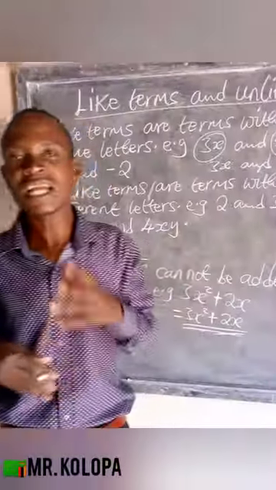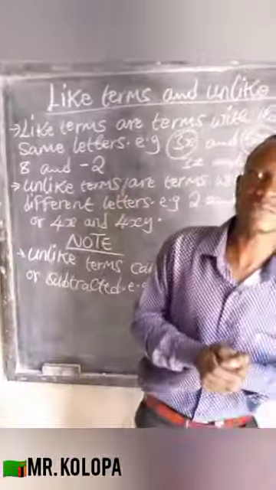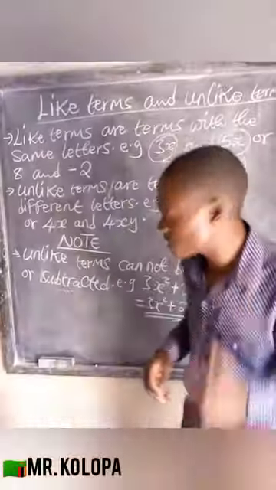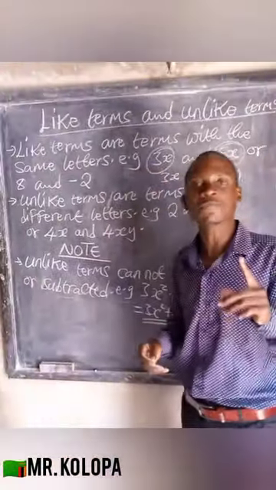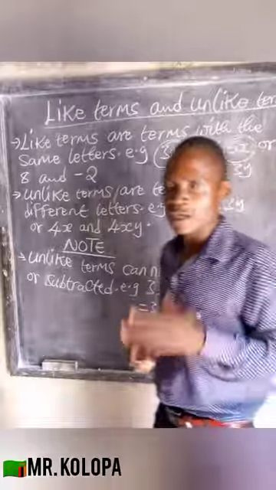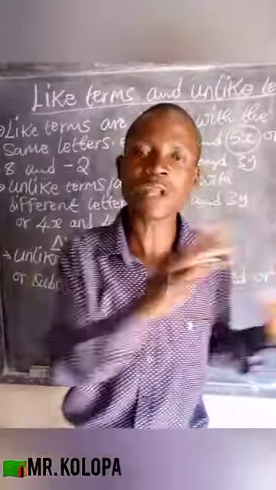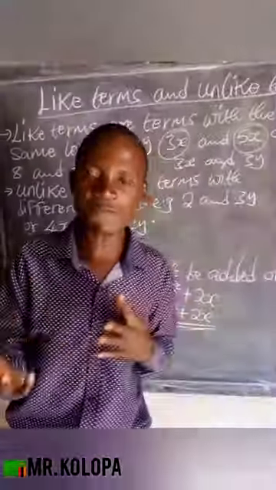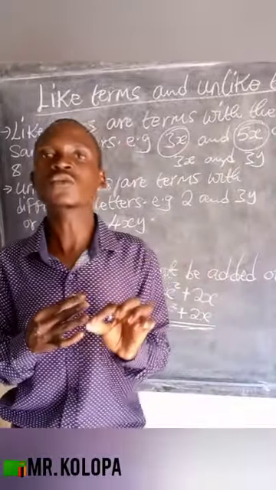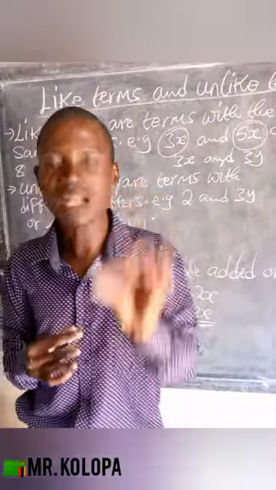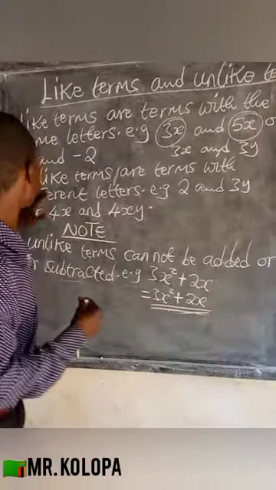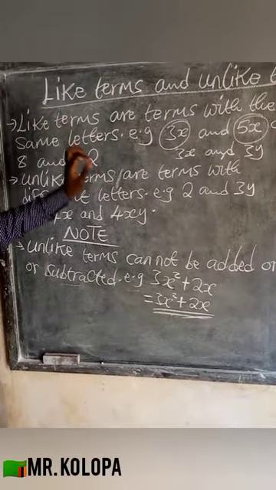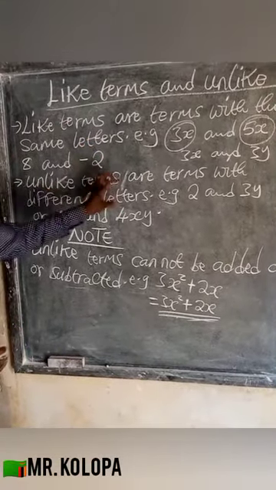Let's try now to look at unlike terms. What are unlike terms? Unlike terms are terms with different letters. If you see terms, even if we have the same numbers but different letters, you should know we are looking at unlike terms. So unlike terms are terms with different letters.